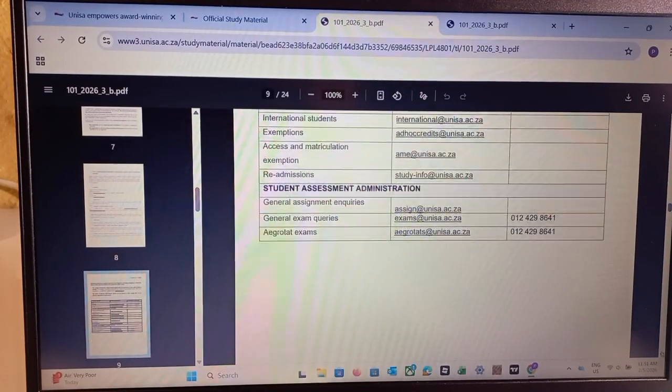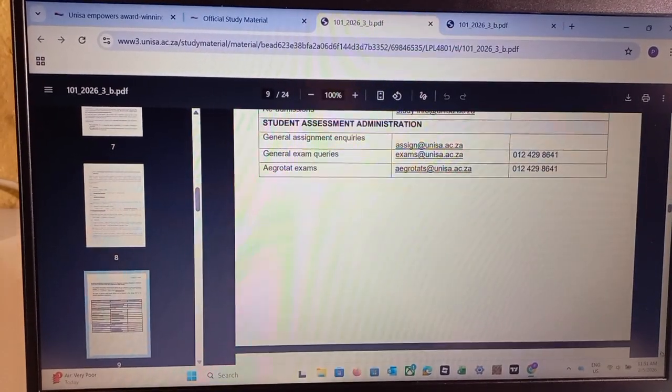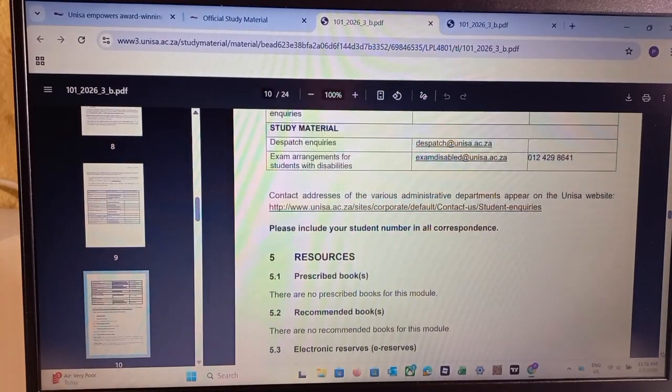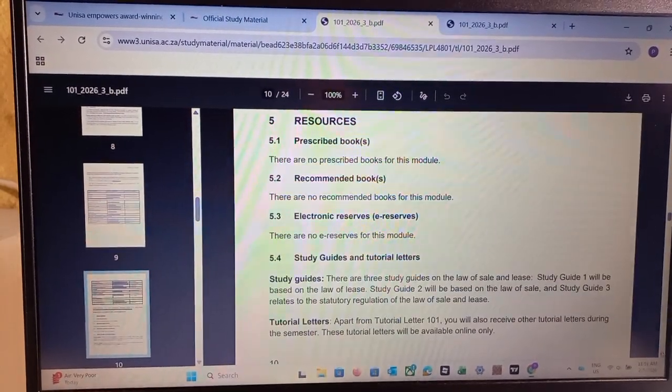All these contact details for specific queries. All right, we are here now.